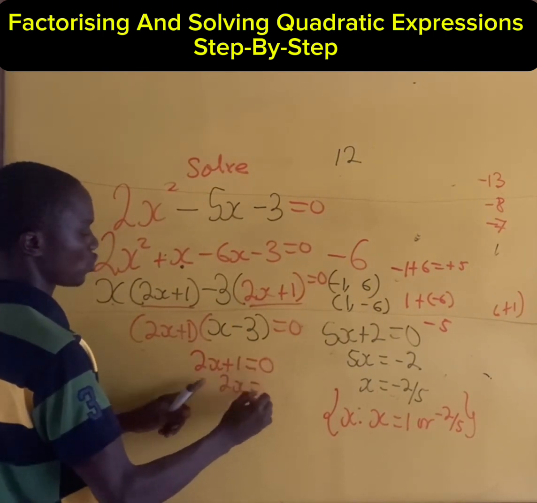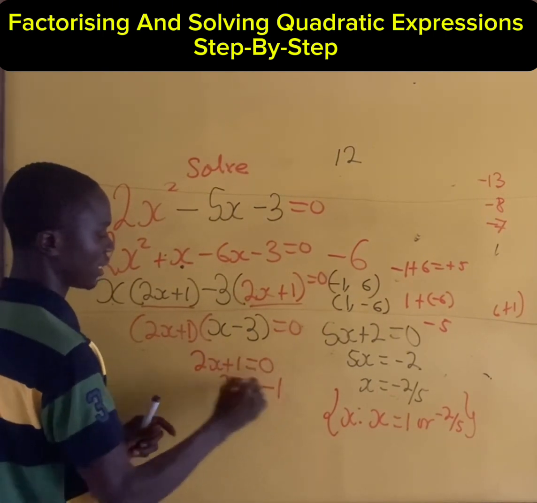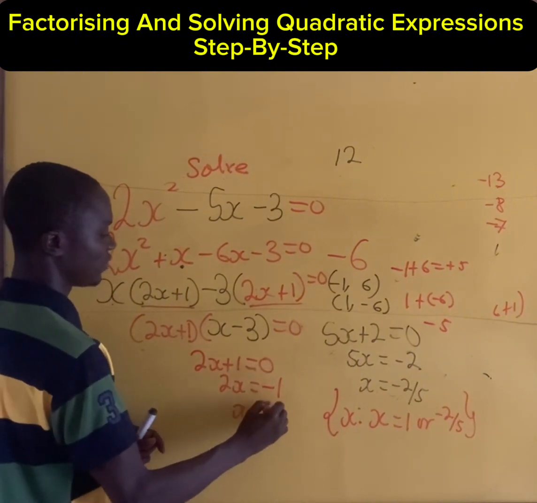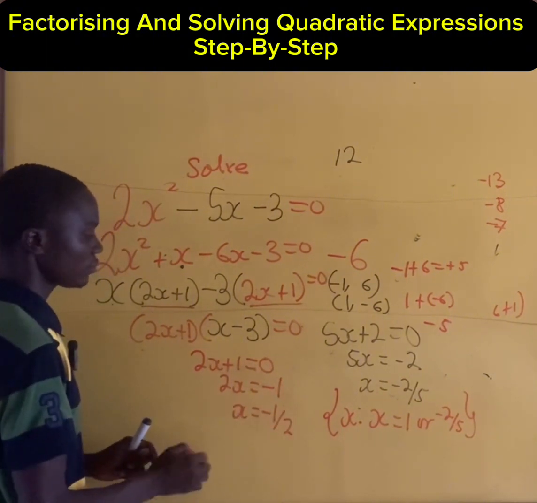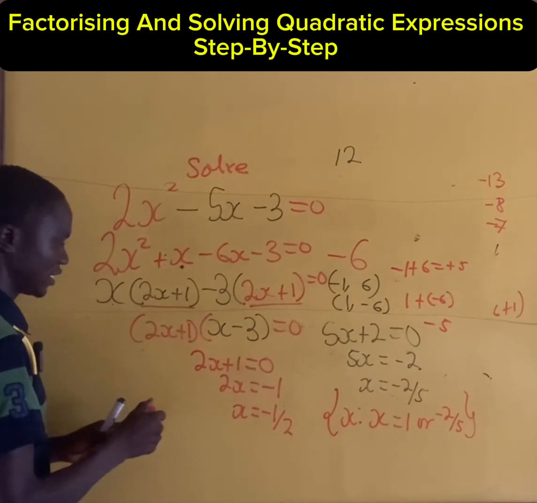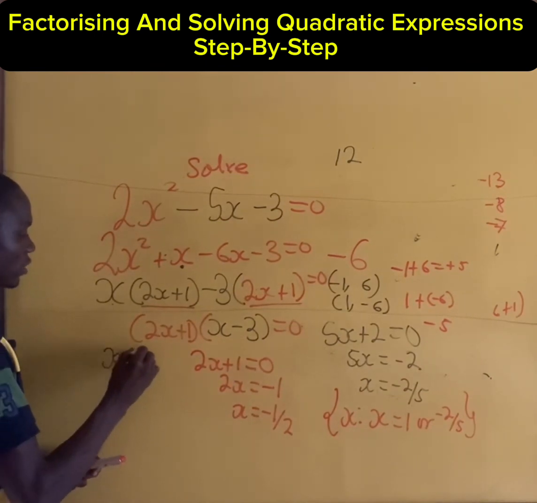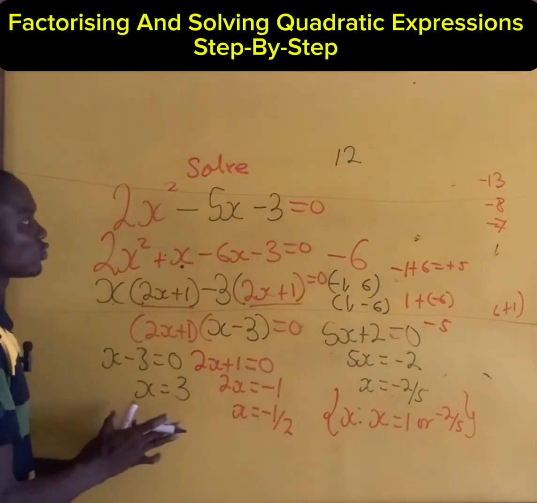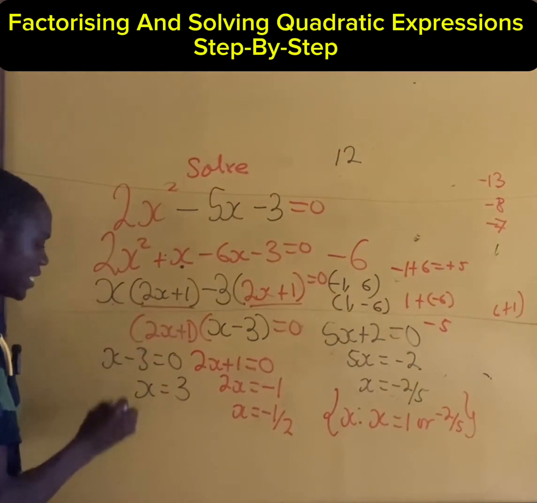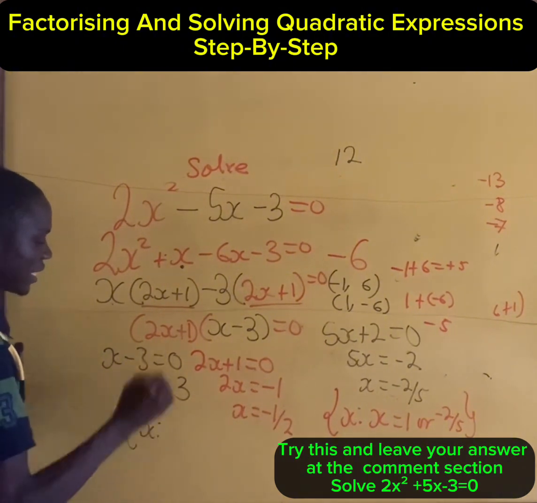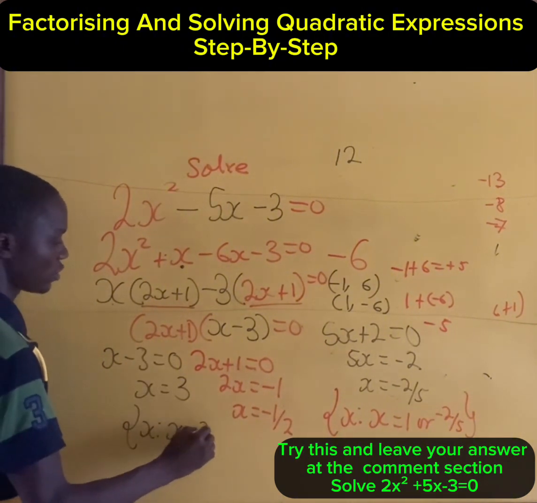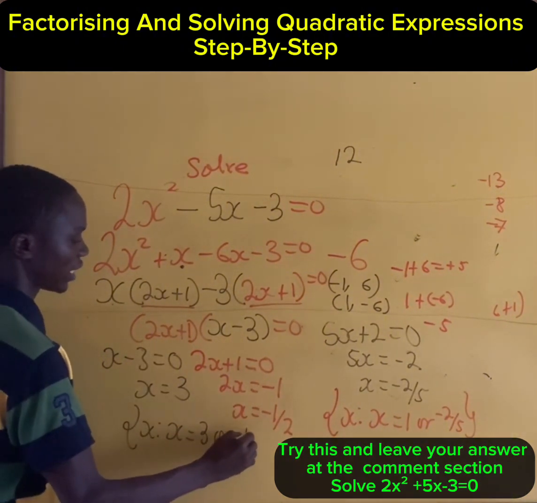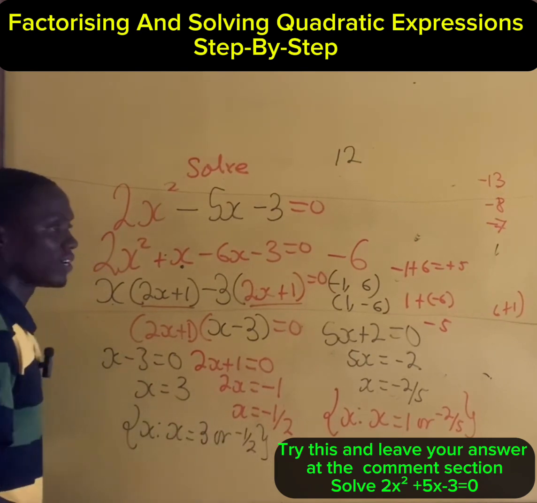Then 2x equals, taking positive to this side gives negative 1. So I have x equals negative 1 divided by 2. Or if x minus 3 is 0, then I have x minus 3 equal to 0, x equals positive 3. If we are to find the truth set, then we will write x is such that x equals positive 3 or negative 1 out of 2.